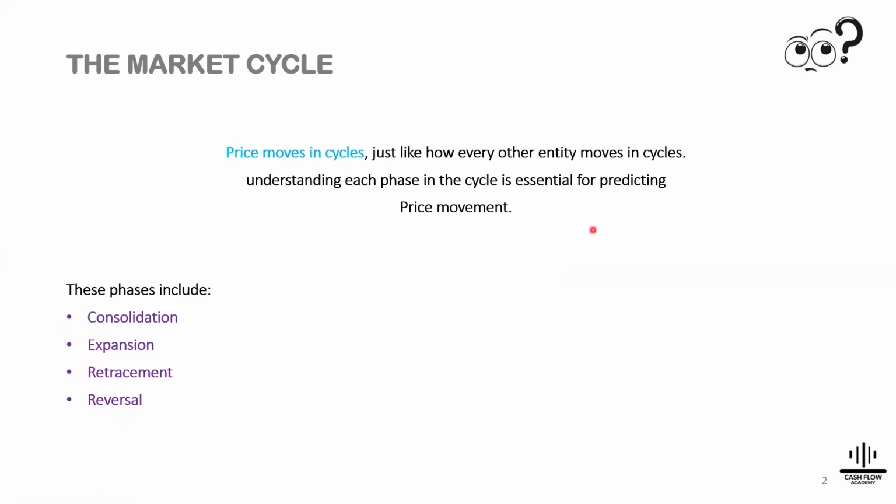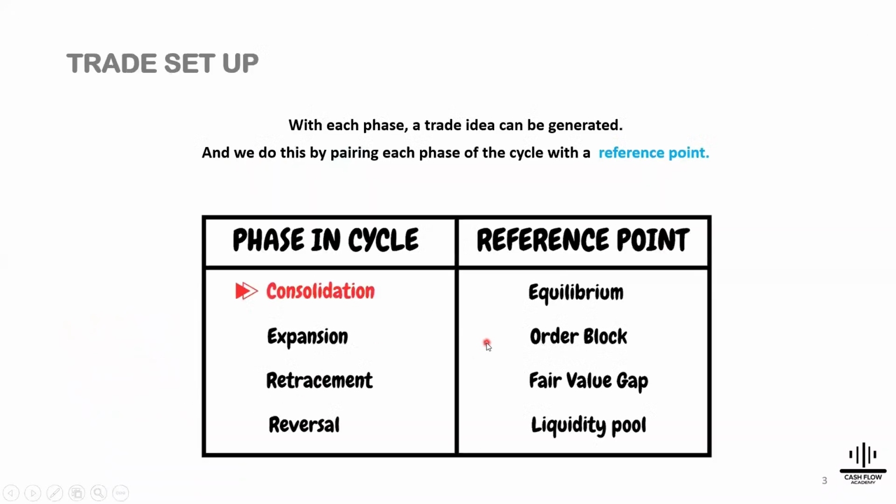Now, what are these phases? We have consolidation, expansion, retracement, and then reversal. All right. With each phase, a trade idea can be generated. And we do this by pairing each phase of the cycle with a reference point. We have every phase in the price cycle listed out here, and they have certain reference points that you can pair them with. Now, this is the only phase we don't take trades. Every video I'm releasing henceforth will be explaining each of those phases in the cycle.